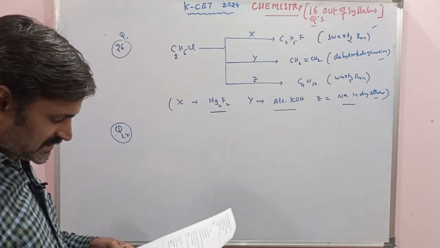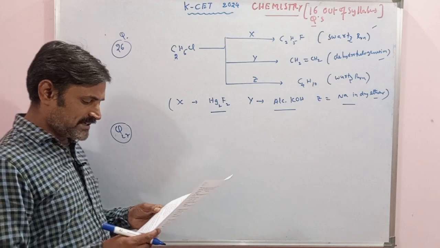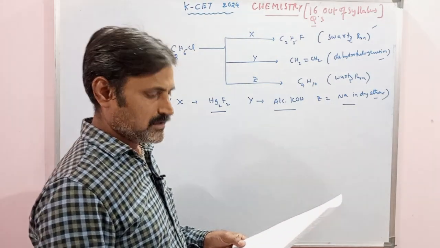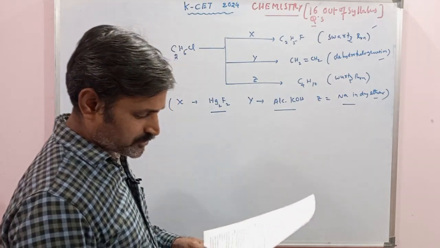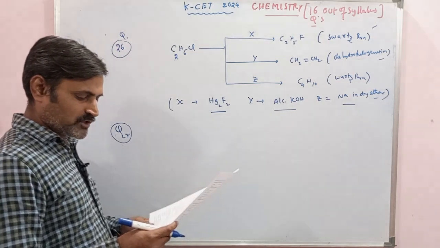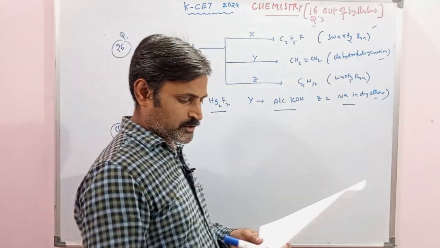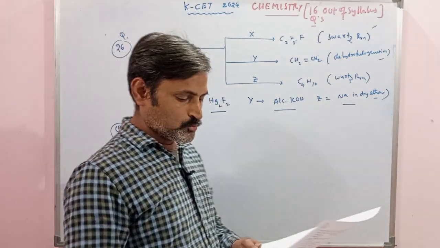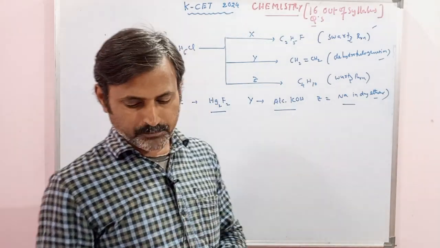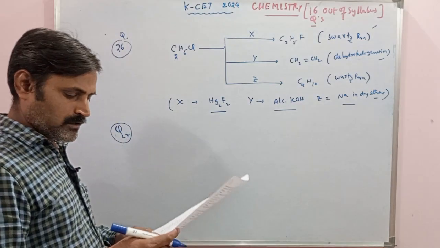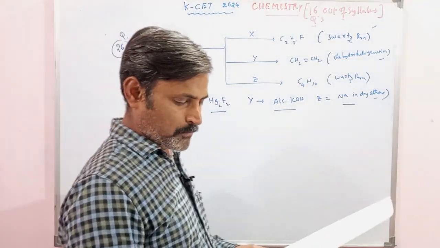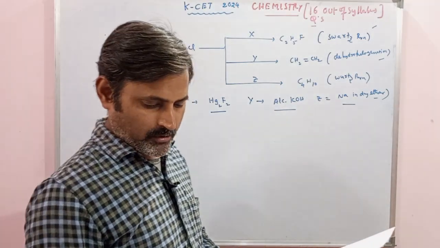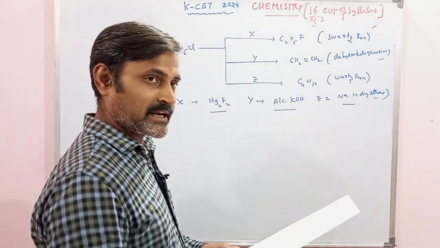The question number 27 says 8.8 grams of a monohydric alcohol, when added to ethyl magnesium iodide in ether, liberates 2240 cm³ of ethane at STP. This monohydric alcohol, when oxidized using pyridinium chlorochromate, produces a carbonyl compound that gives the silver mirror test, they are telling.